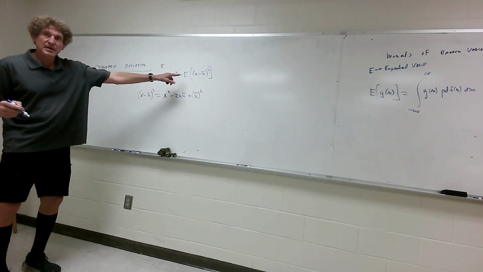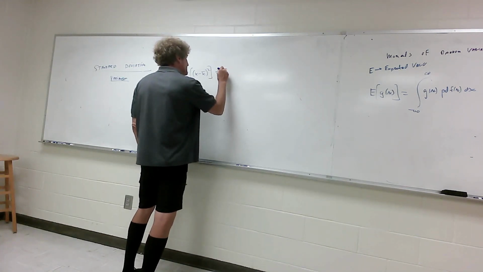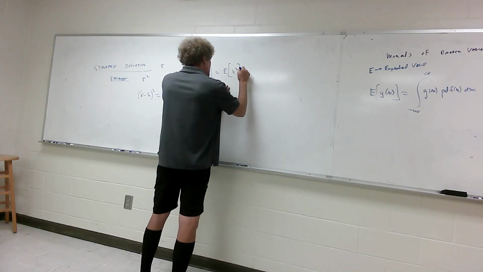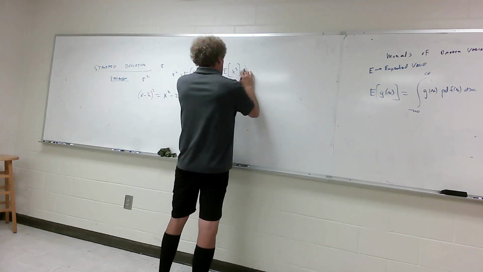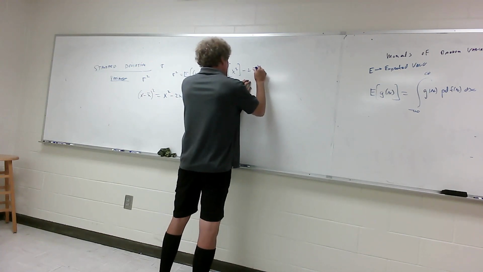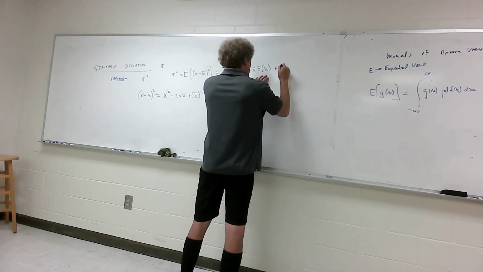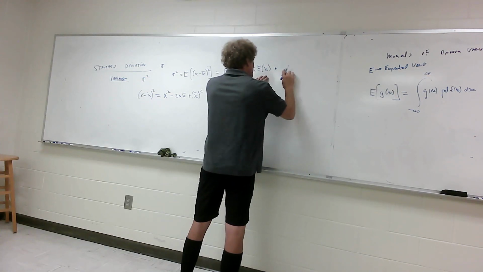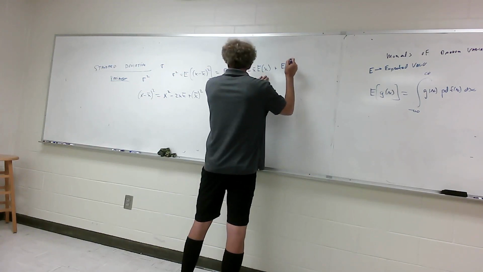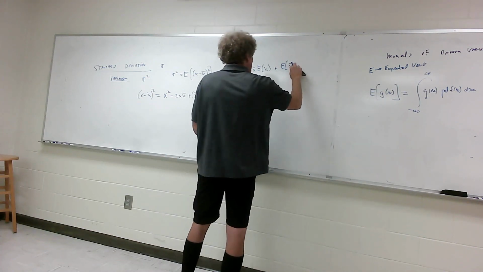So now I'm going to put that up here. That means the expected value of x minus x bar squared is really the expected value of x squared, minus 2 x bar times the expected value of x, and then plus the expected value of x bar squared.